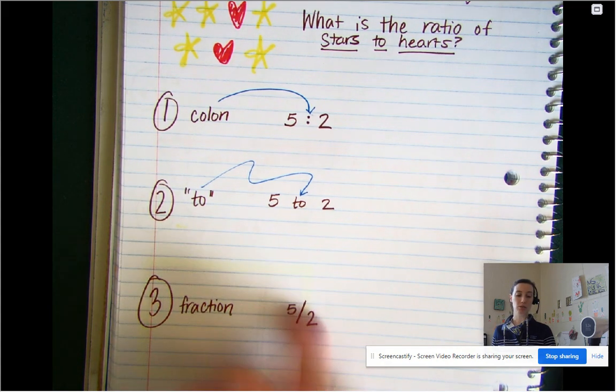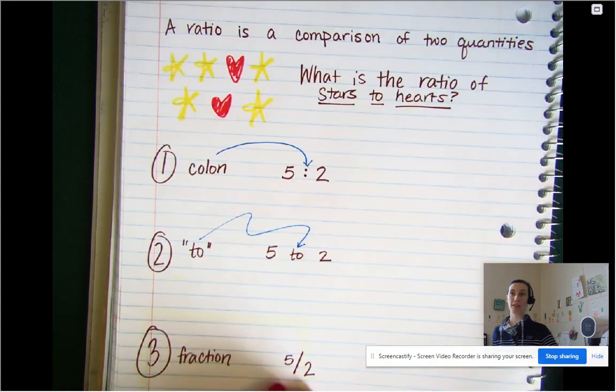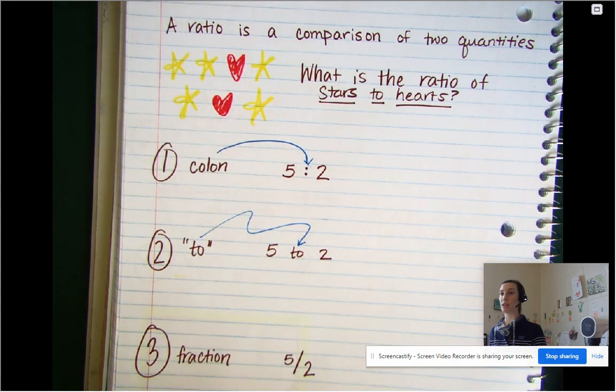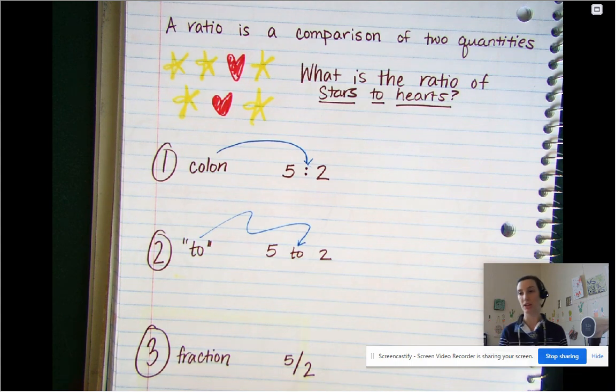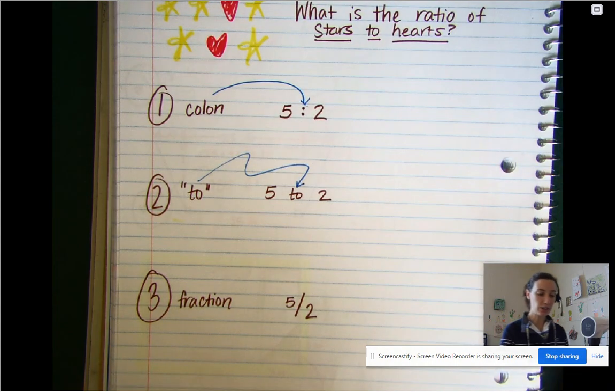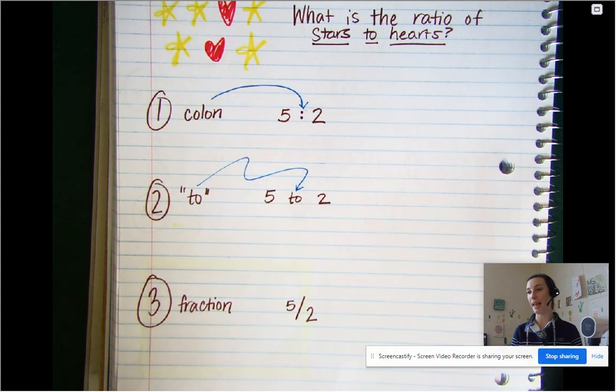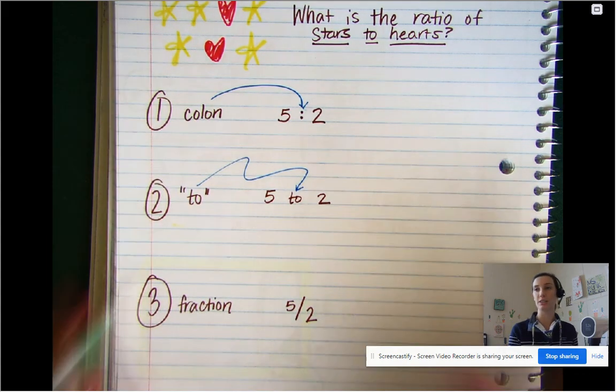If we turn that into a mixed number, it would be 2.5. And it's true that if we take the number of hearts and we multiply it by 2.5, we would get 5 stars. So fraction is just, again, paying attention to the order, number over number. And that is our introduction to ratios.